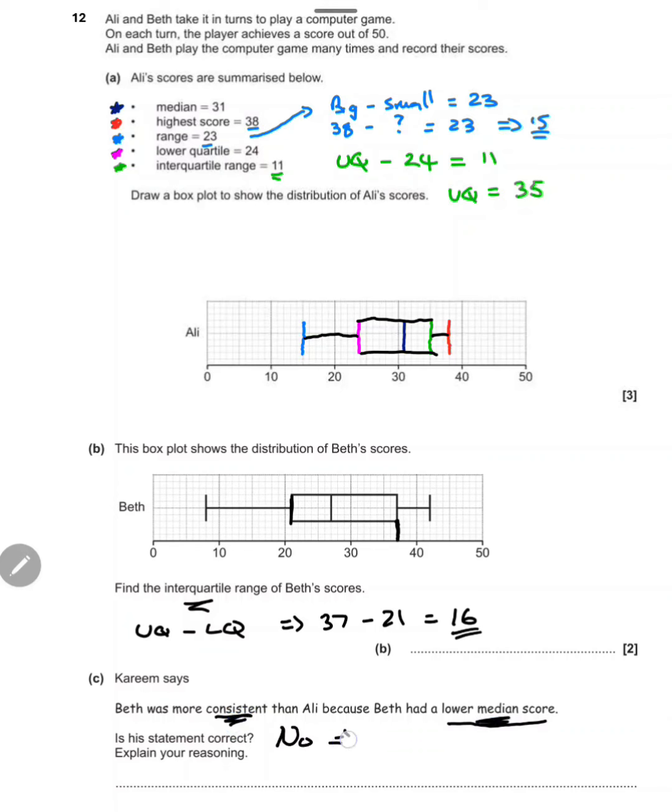Okay, so I'm just going to write this down. Your consistency is given by your range or your interquartile range. A smaller interquartile range shows more consistent. The median just shows they were worse in this case because it was smaller. Okay, if you're going to talk about consistency, you need to say something like smaller interquartile range, more consistent.